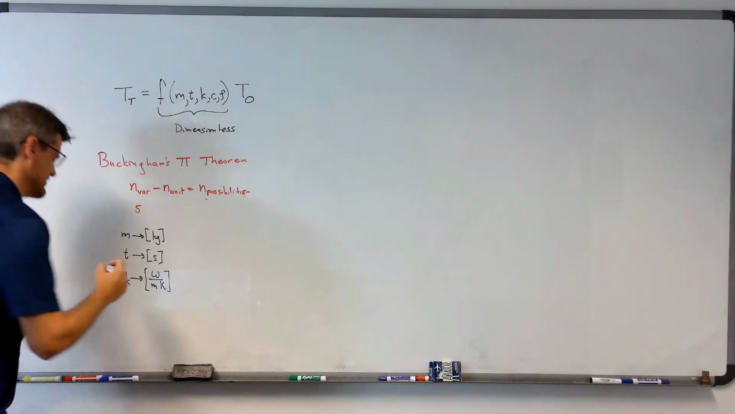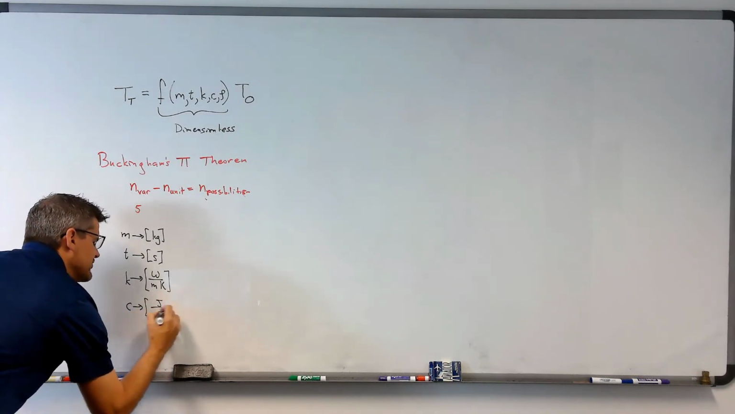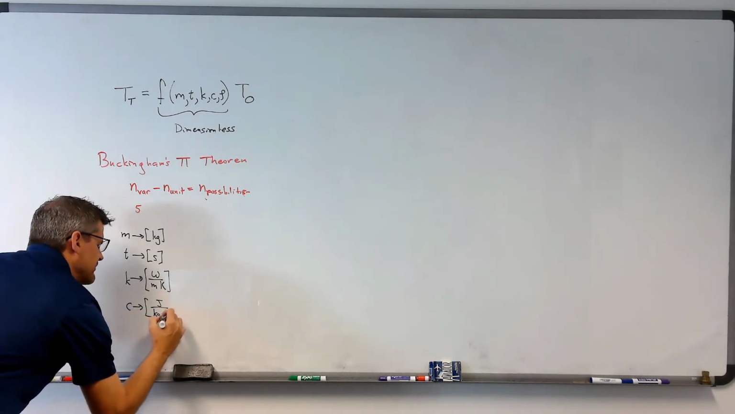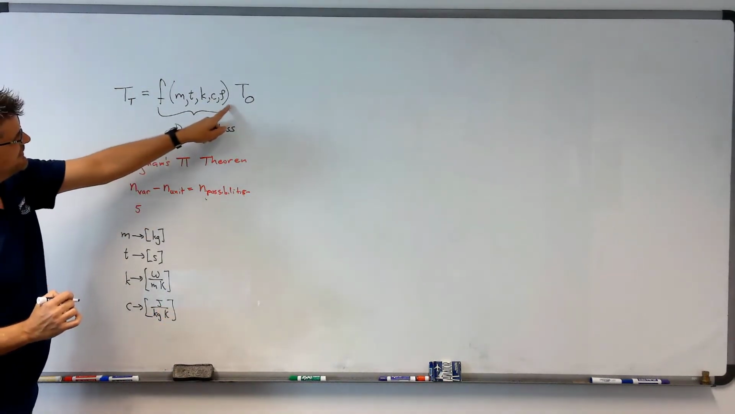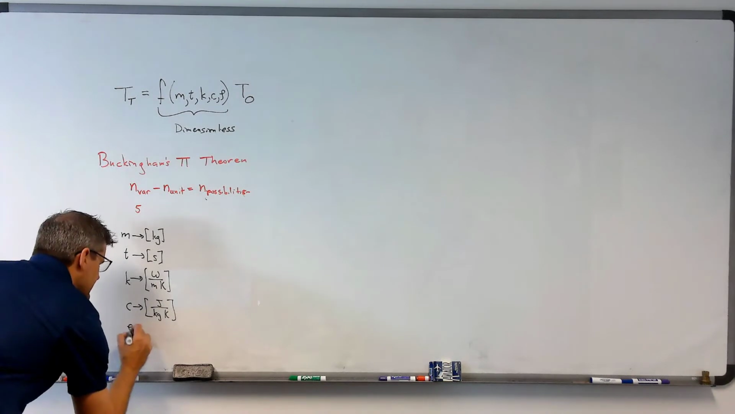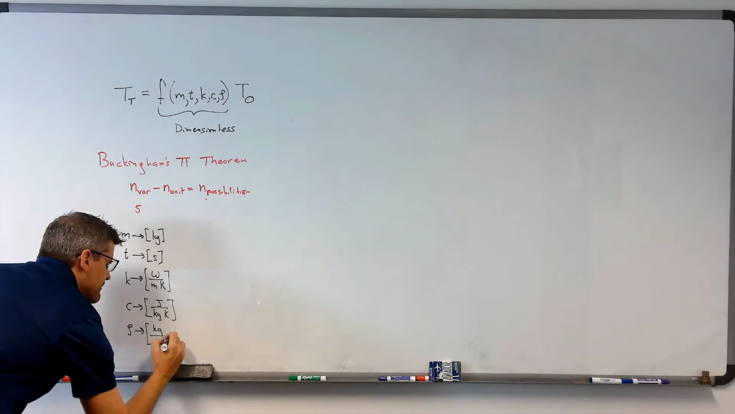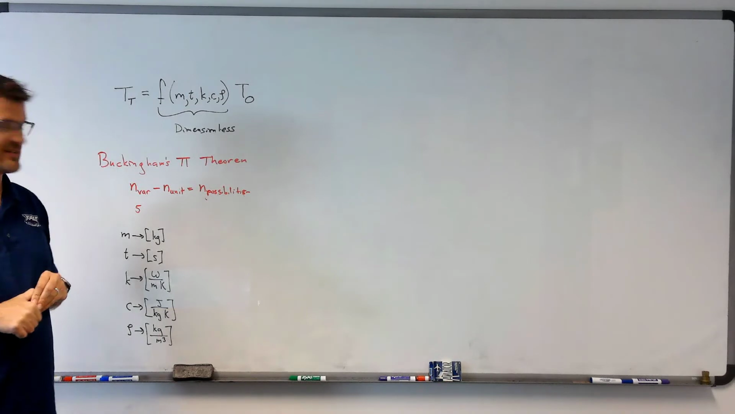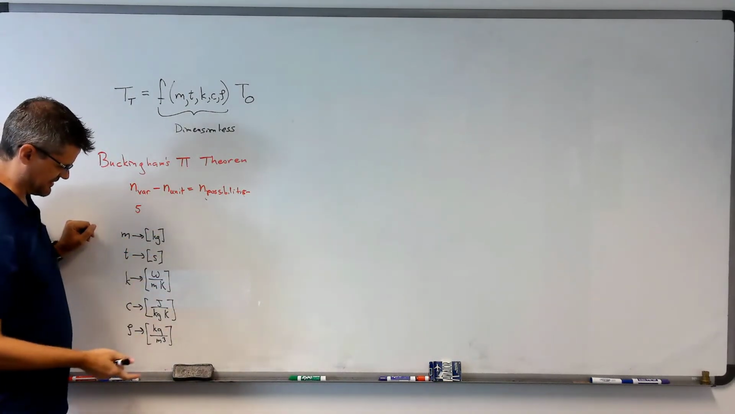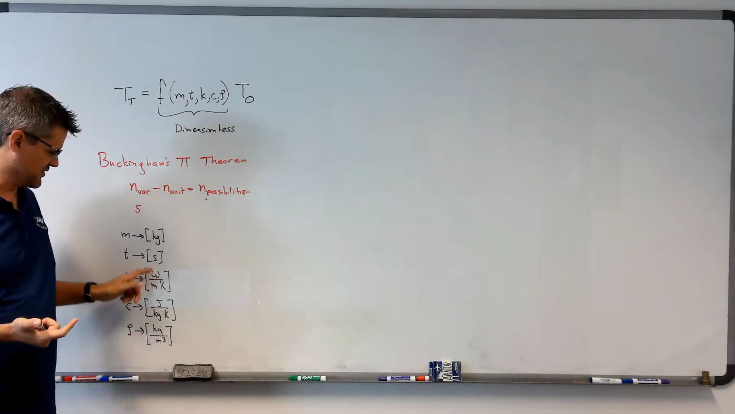Maybe we have a specific heat. Specific heat is in joules per kilogram per degree C or per Kelvin. And finally, we have our density. Density is in units of kilogram per meter cubed. Now, some of these units are base SI units, like kilograms, seconds, Kelvin. But some of these are derived units, joules and watts.